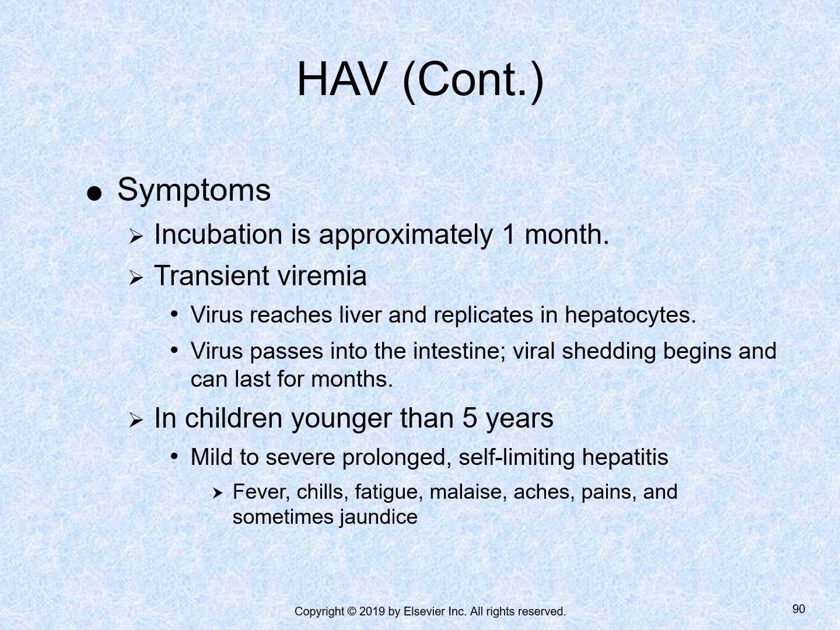The incubation period for hepatitis A viruses is approximately 1 month. Symptoms include a transient viremia, in which the virus reaches the liver and replicates in the hepatocytes. The virus passes into the intestines, and then viral shedding begins and can last for months. In children younger than 5 years old, mild to severe prolonged self-limiting hepatitis occurs, and symptoms include fever, chills, fatigue, malaise, aches, pains, and sometimes jaundice.